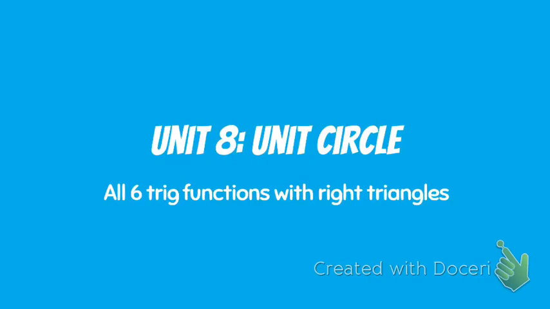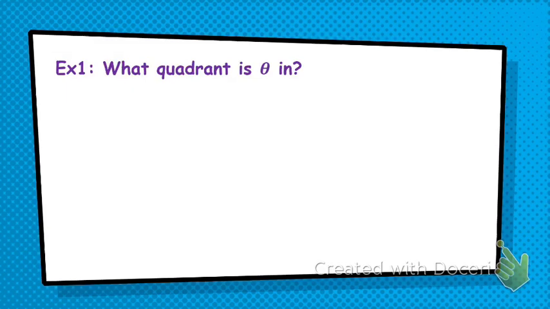All right, so the last day of notes for this unit, we're going to look at all 6 trig functions again. And we're going to first determine what quadrant is theta in. So we need to kind of review what we've already discussed with the signs of the trig functions. So I'm going to show you guys the same thing, but kind of in a different way. You don't have to do it this way if you want, but I think it kind of makes a nice visual.